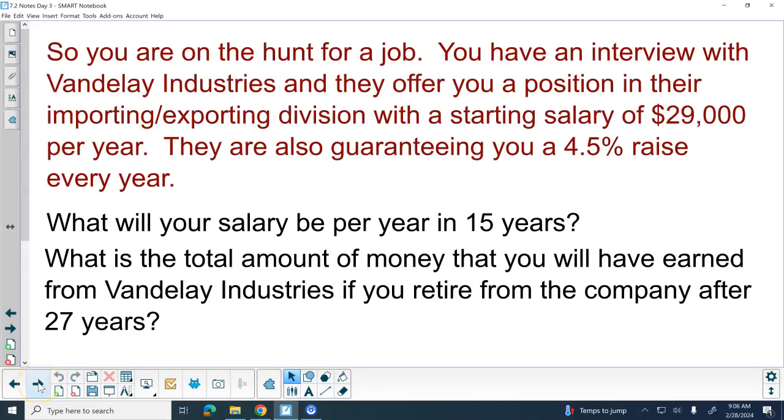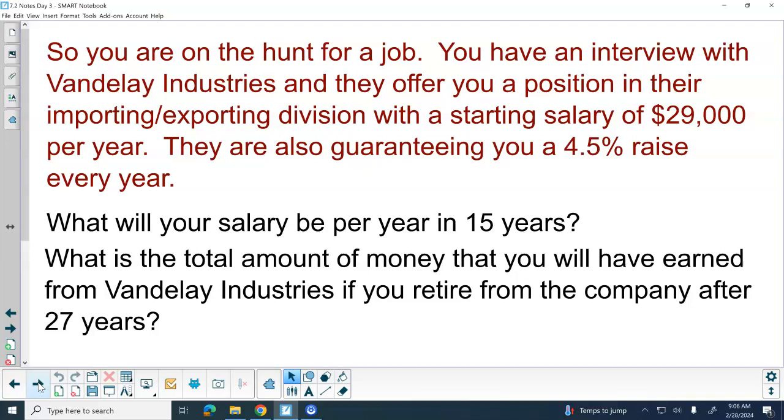So the first one says you are on the hunt for a job. You have an interview with Vandelay Industries, and they offer you a position in their importing exporting division. Is anybody familiar with Vandelay Industries? No. It's from Seinfeld. It's George Costanza's fake company that he always works for.